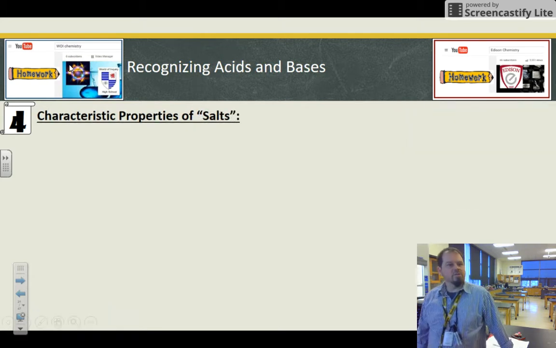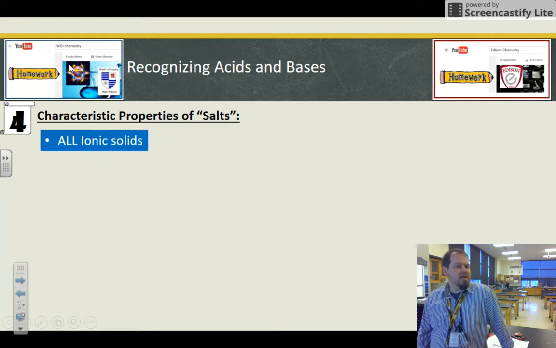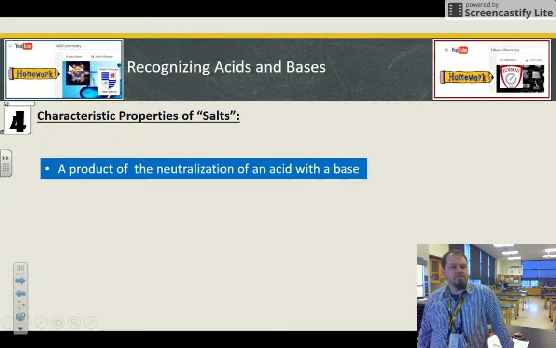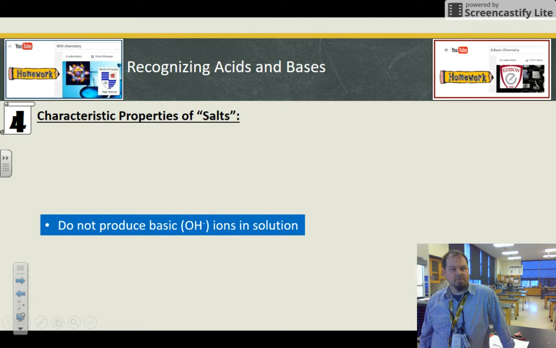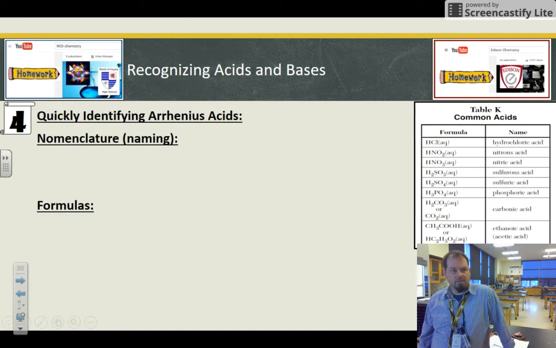Characteristic properties of salts. This is just any ionic solid. They are a product of a neutralization reaction with an acid and a base. They do not produce any acidic ions in solution. They do not produce any basic ions in solution. They're just neutral salts. There's no H or OH.